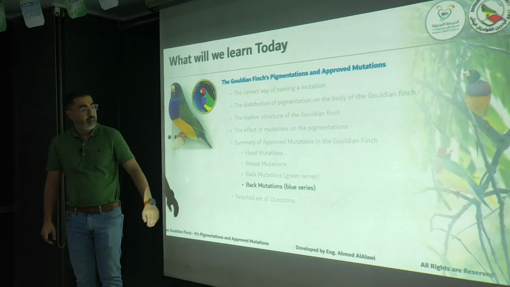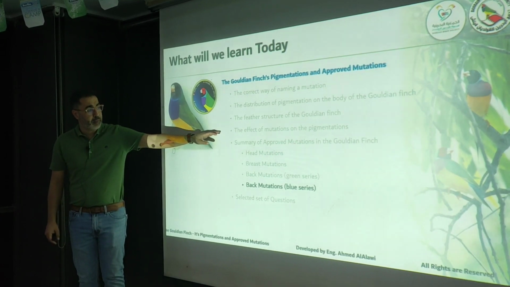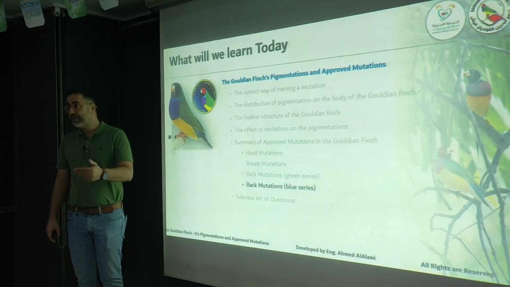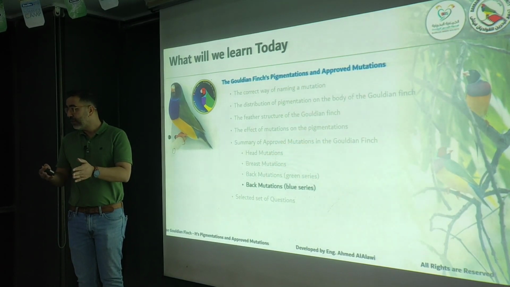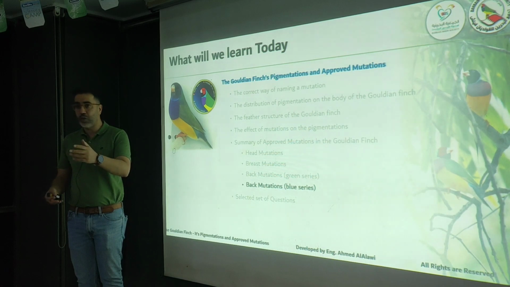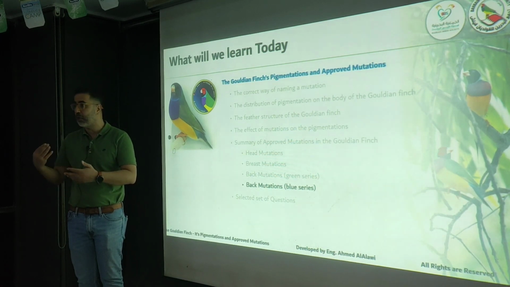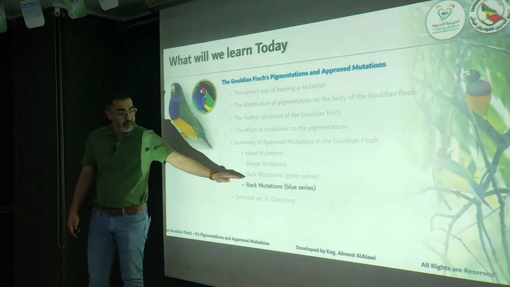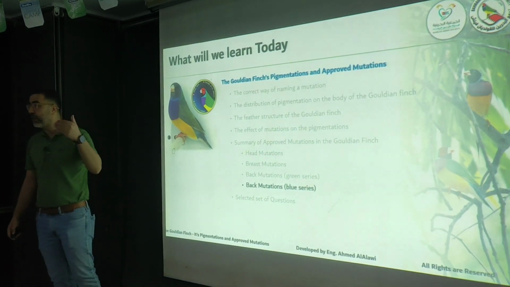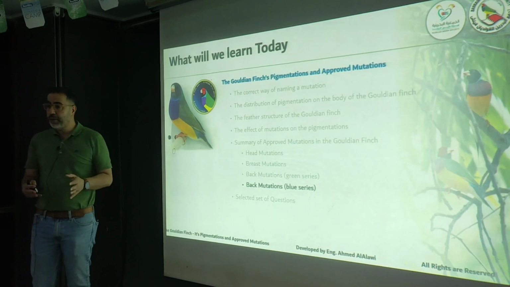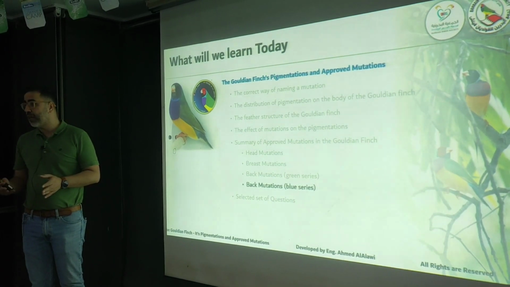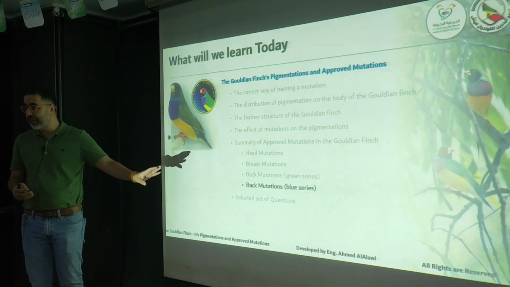We also looked at the impact of missing pigmentations from one mutation to the other, and we saw the pastels as examples. And then finally we had a look at the mutations, their inheritance: are they sex-linked, are they autosomal, and I explained a little bit about what autosomal is. Then we covered the green back mutations. Now, over the next maybe 15-20 minutes, I'd like to go through the blue series.